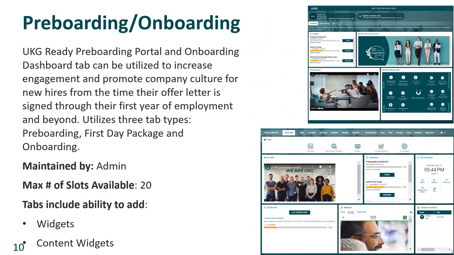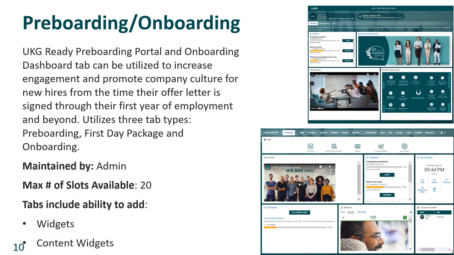Lastly, the pre-boarding and onboarding tabs are controlled through the onboarding profile, which makes them a little different than the other tabs, which are all controlled through the dashboard layout profiles. It utilizes 3 different tab types, including the pre-boarding tab, the first day package tab, and the onboarding tab. The tabs are built out similarly to the Company Hub and utilize the same capabilities, including the 20-slot maximum and limit it to just the UKG widgets and content widgets.